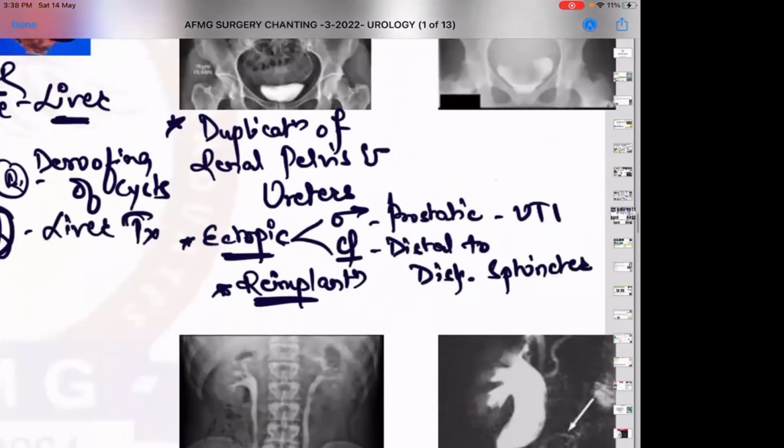Yaad rakhna, in cases of ectopic ureters. So usually they are fond of asking you ectopic wale questions. They will ask you about ectopic testes, they will ask you about ectopic ureters. So this is important.